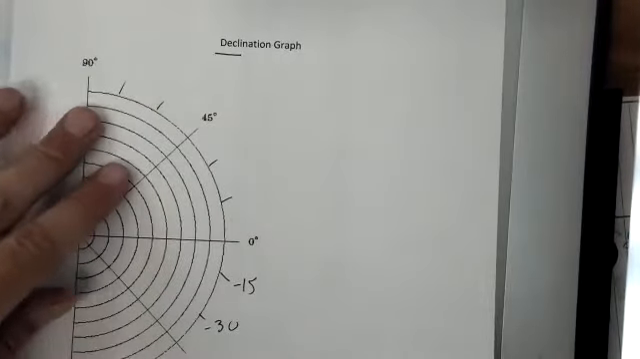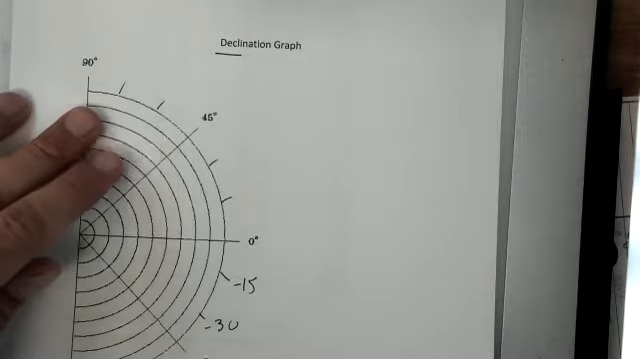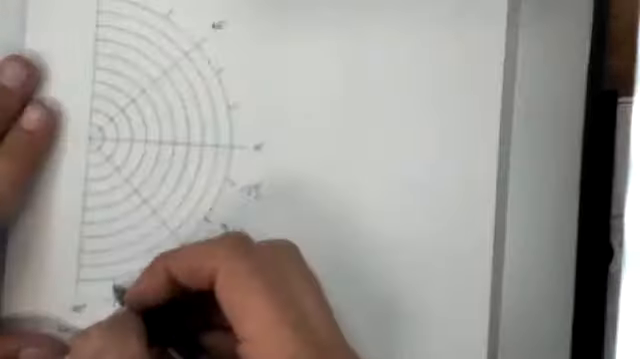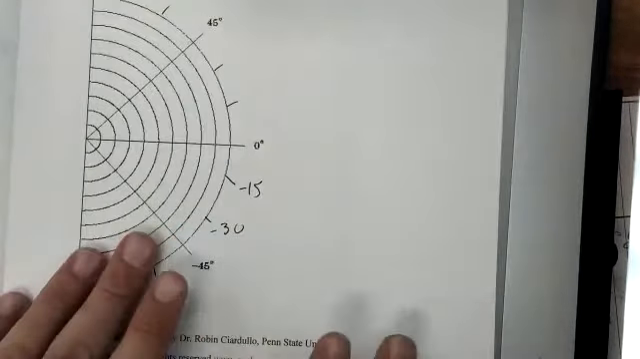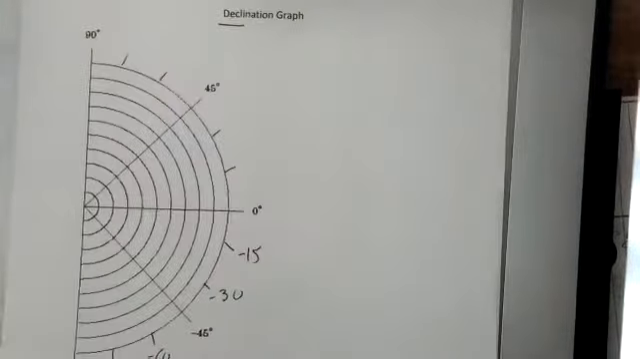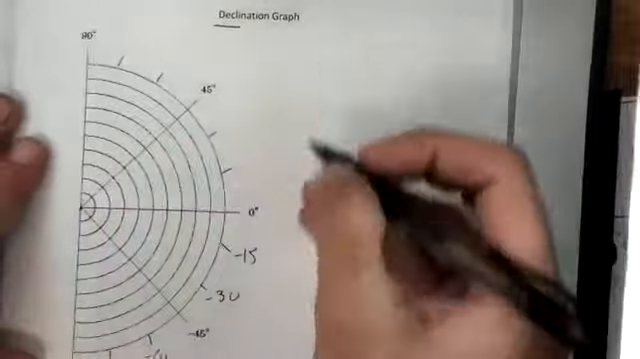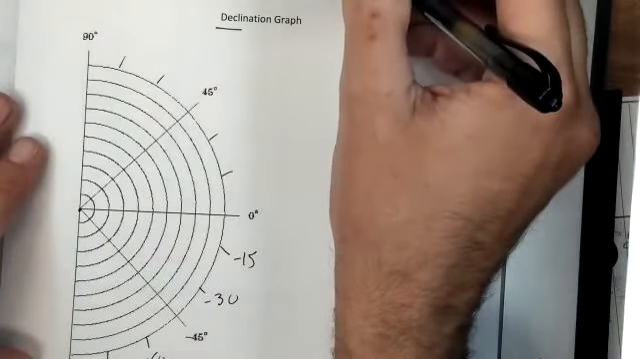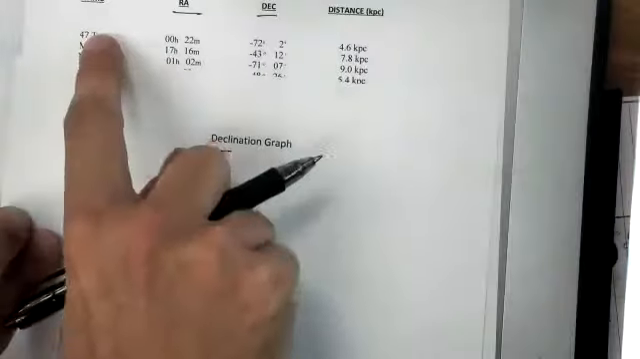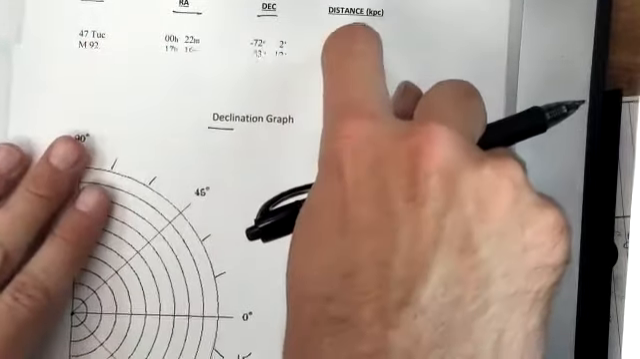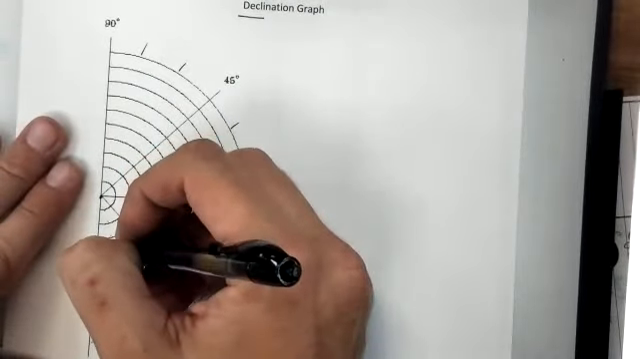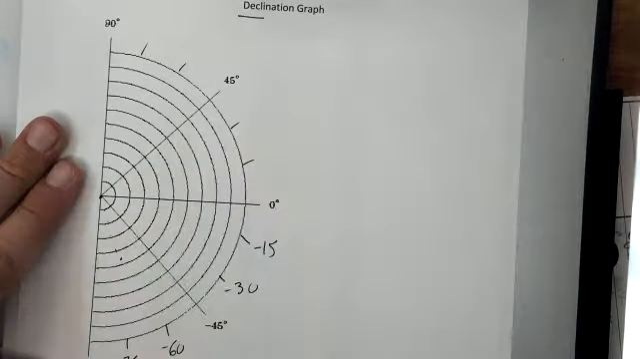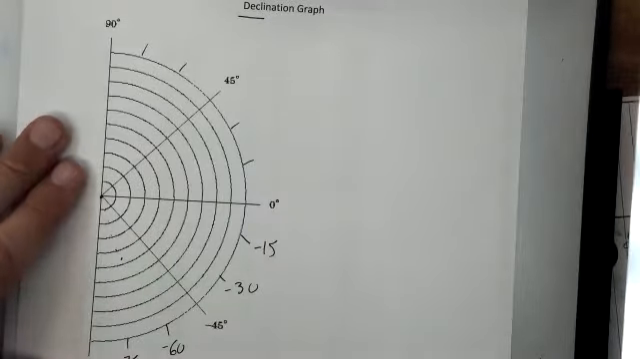In order to plot the first object, 47 Tucanae, and its declination, -72 degrees, 2 arc minutes, if this is -75, the -72 will be just before it, along this line right here. And we still use the same rule for how far away it is from the center. This is the center of the galaxy. 47 Tucanae is 4.6 kiloparsecs away. It still is at that distance. So we count out 1, 2, 3, 4.6. And that would be the declination coordinate for 47 Tucanae.